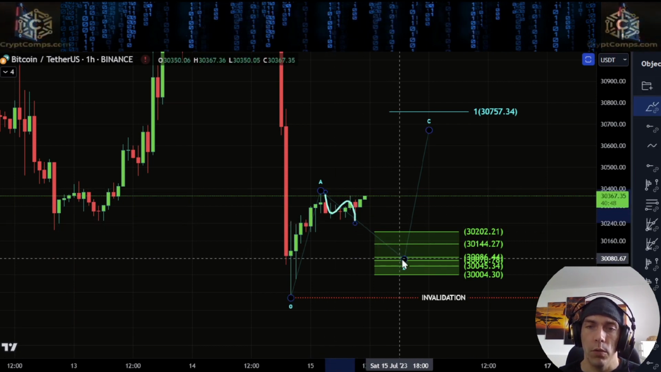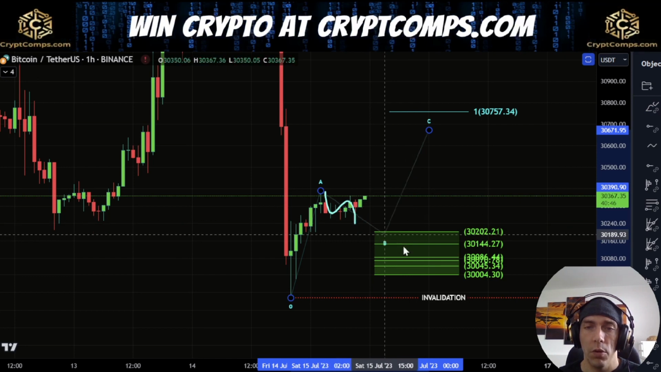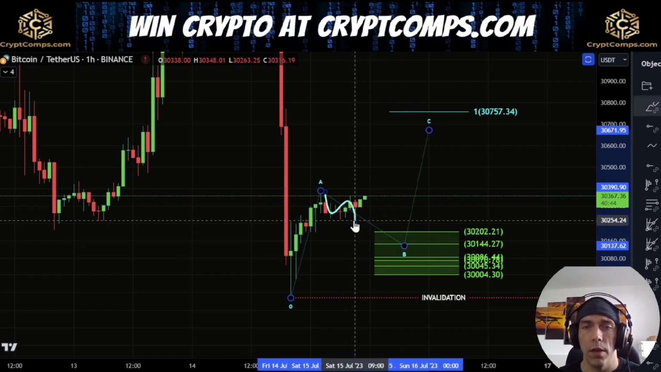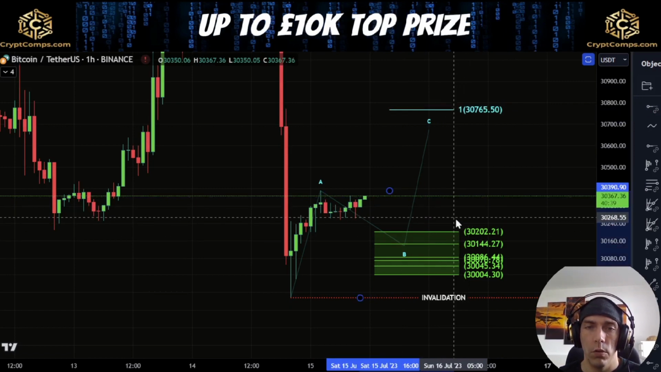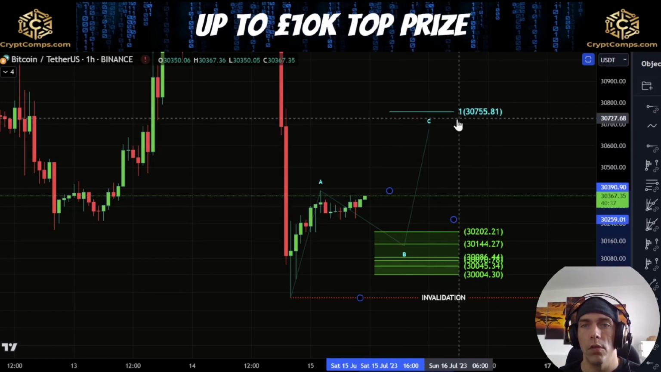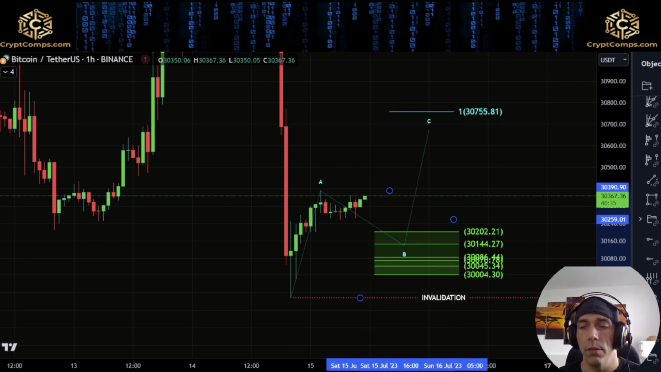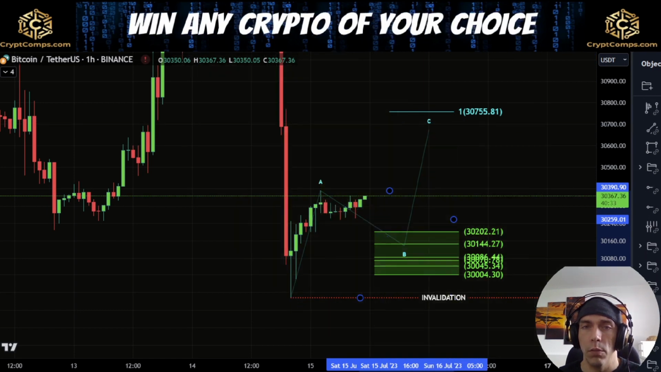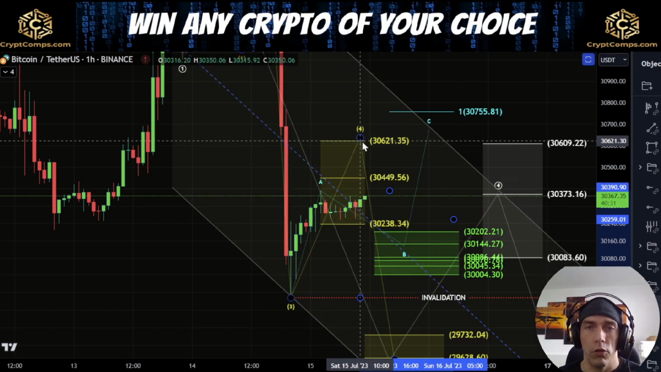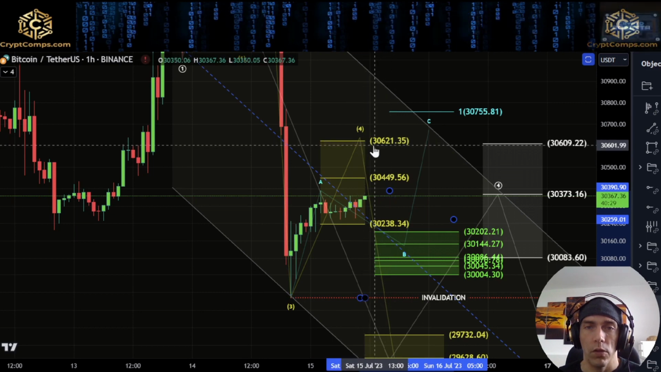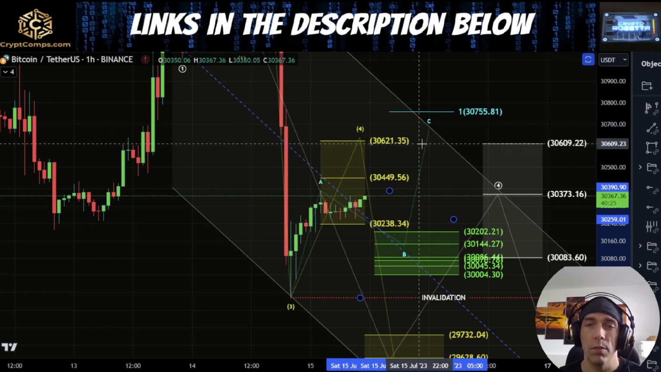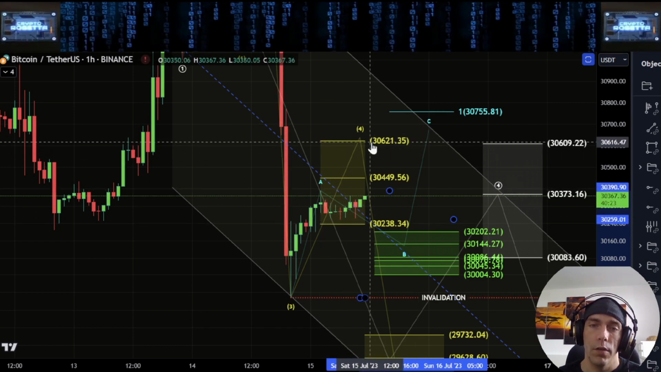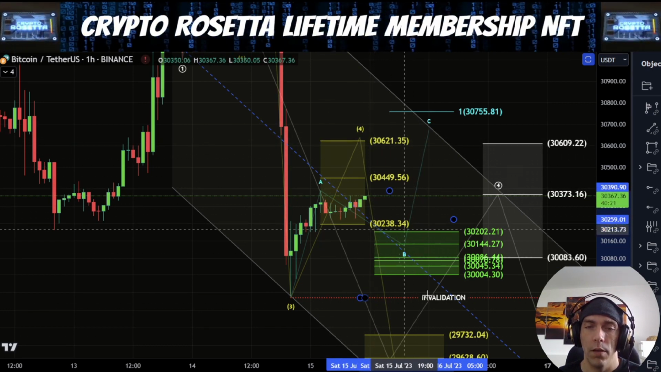Potentially this B wave could then already be completed up here, but it would have been really shallow if that is the case. Now, if we do complete higher up here, then potentially what we could be looking for as a 1-to-1 would be this 30,755, though I would still be looking out for that possibility of this falling short and looking to come back up towards this 30,621 level as a possible 50% retracement. Now, if we do see something like this, then we need to be on the lookout for that 5th wave to the downside.